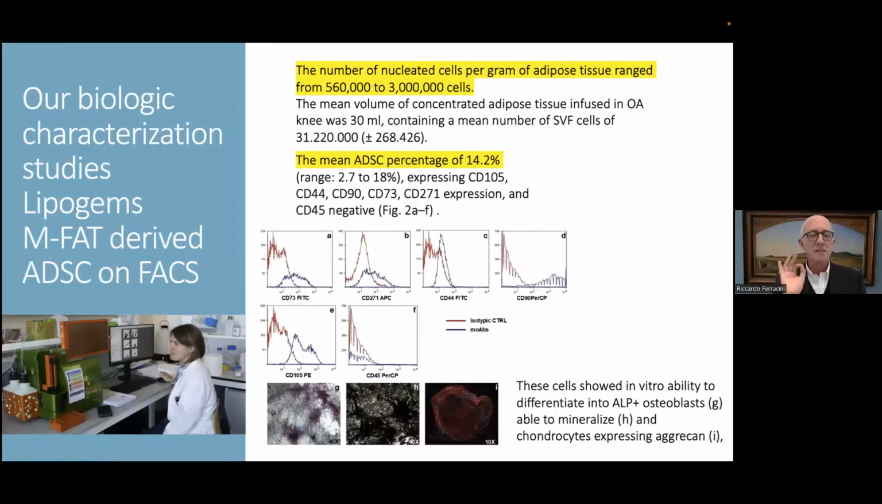We tested every single patient for the amount of cells. All the patients went through this nice and expensive machine, a multi-channel fluorescence activated cell sorter, which says how many cells come out and how many are really mesenchymal stem cells. The mean number of cells that I put in a knee is 30 million, of which 14.2% on average are mesenchymal stem cells.